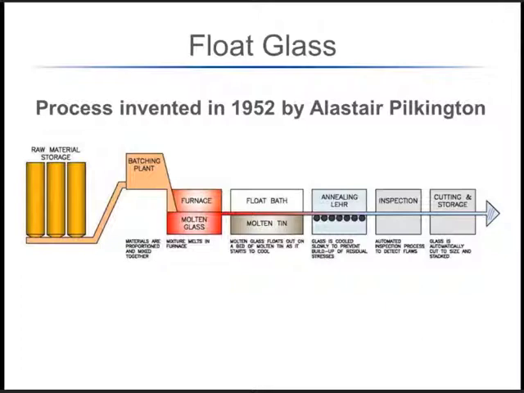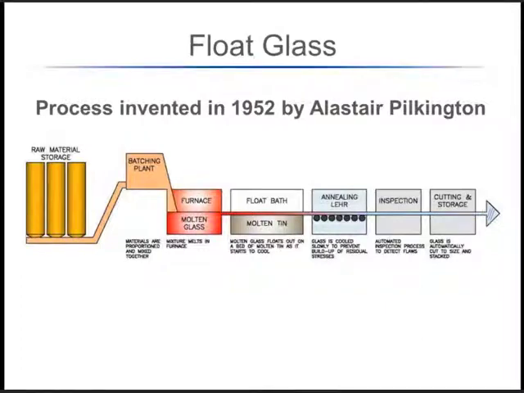They come out of the furnace and are floated on a bed of molten tin, which helps to create the flat glass. Once it goes through on the molten bed of tin, it goes into what's called an annealing layer. It's basically a long chamber where the glass is cooled slowly, so it prevents any significant stress from building up in the glass. Then there's an inspection point, and then cutting and storage.